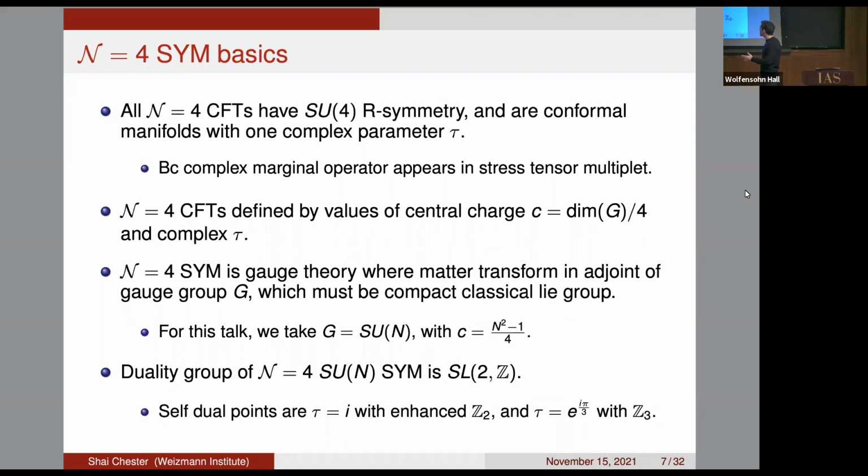Two special points on this conformal manifold are the values when tau equals i, where you have a self-dual point with enhanced Z2 symmetry, and when tau equals e to the i pi over 3, where you have enhanced Z3 symmetry. These self-dual points will show up as special points in the rest of the talk.